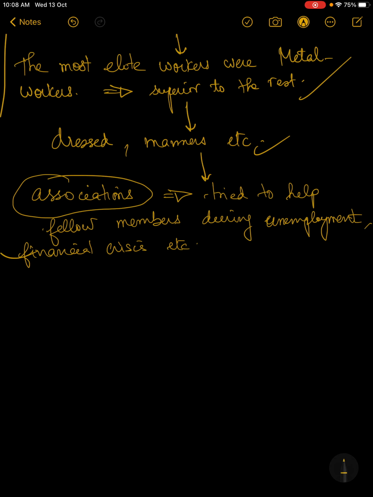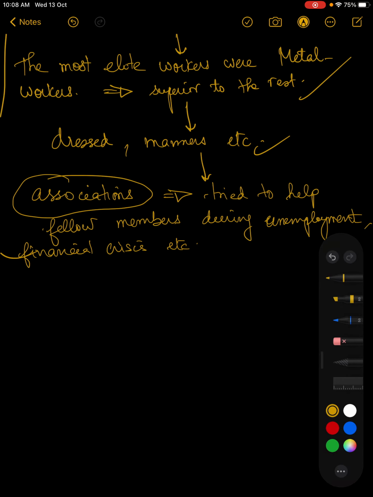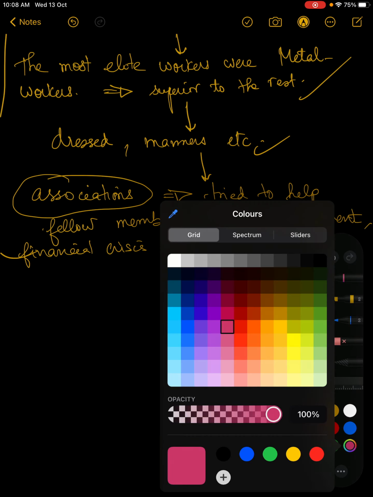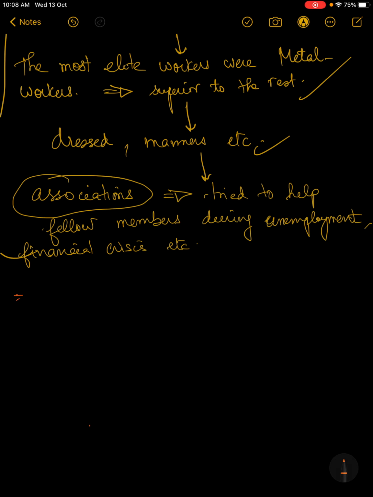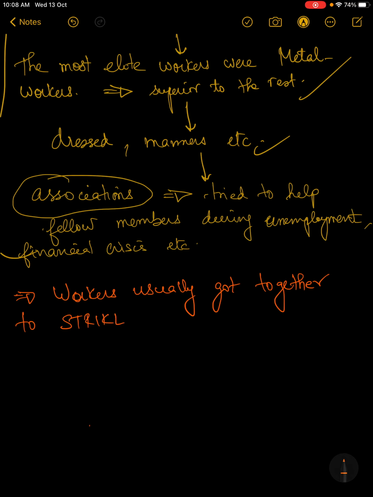Now despite all of this, there is a silver lining. The silver lining is that the workers usually got together to strike. Workers usually got together to strike.